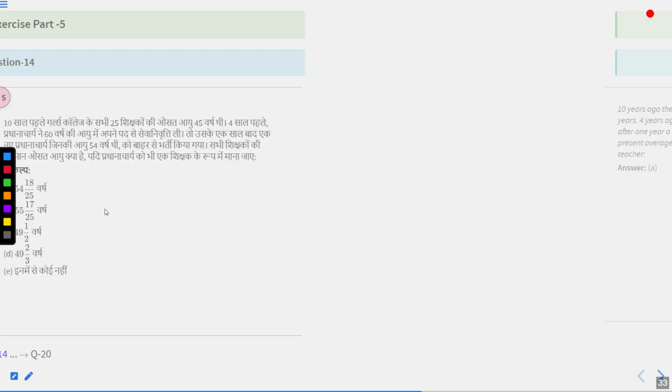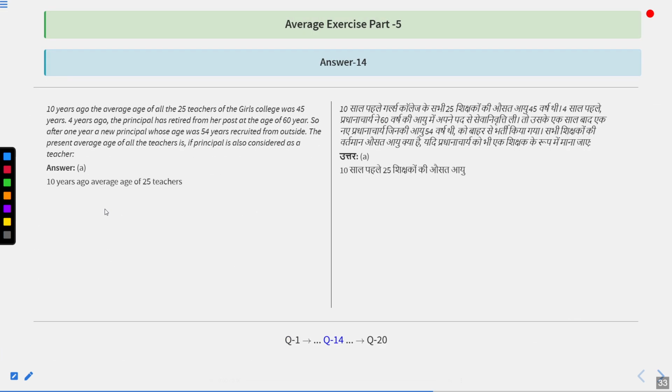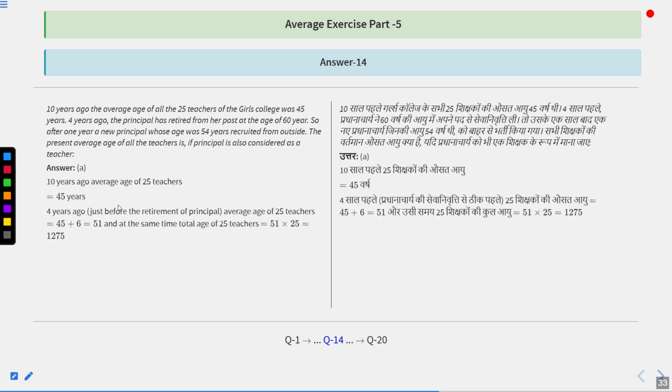Now time's up. Let's see the solution. Now, the question says that 10 years ago, the average age of 25 teachers was 45. It is given. Clear? Now, 4 years ago, just before the retirement of the principal, the average age of 25 teachers is 45 plus 6, which becomes 51. And at the same time, the total age of 25 teachers is 51 multiplying by 25, which becomes 1275.